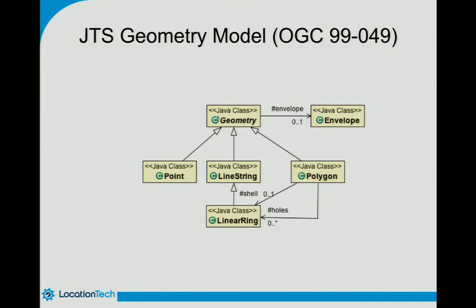So JTS is built around a data model provided by the Open Geospatial Consortium, the OGC, and you can see they're representing points and lines, and a linear ring is a line that closes in on itself, and you can use several linear rings to form a polygon, such as the city limits or something like that.